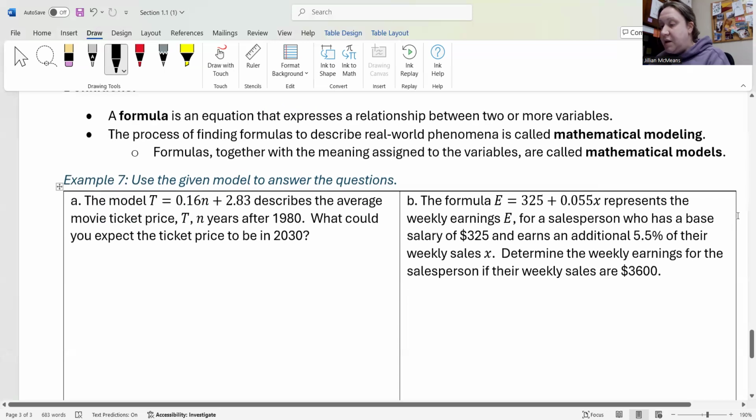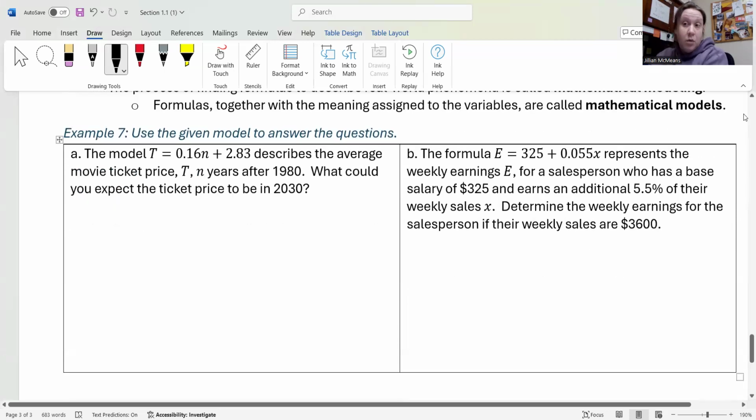Example 7 says use the given model or formula to answer the question. In this case, it's nice because they've given you the formula. You don't have to create it. You don't have to use direct translation here. It's given to you. You're just going to use that formula to come up with some additional information. The model T equals 0.16N plus 2.83 describes the average movie ticket price T in years after 1980. So N represents the number of years since 1980.